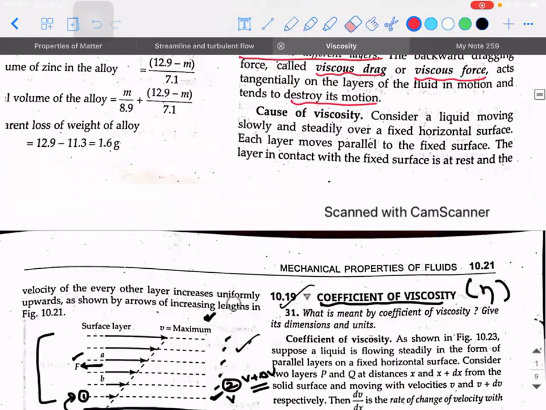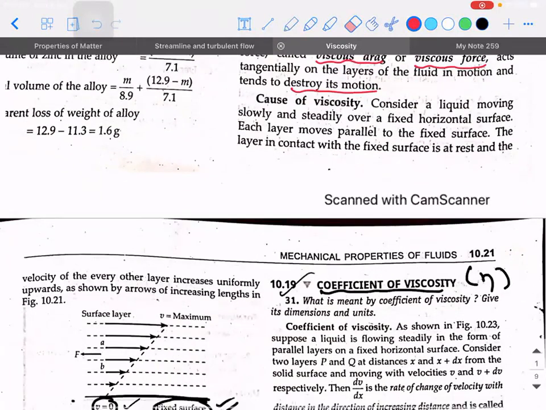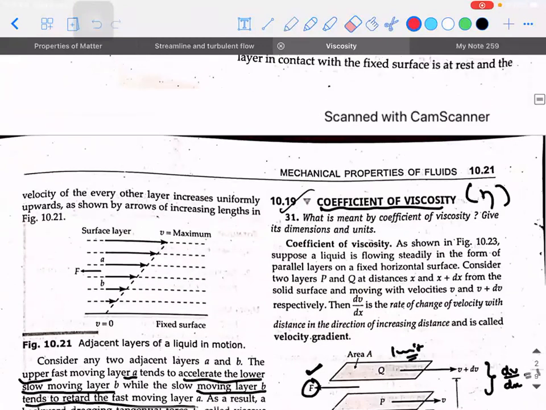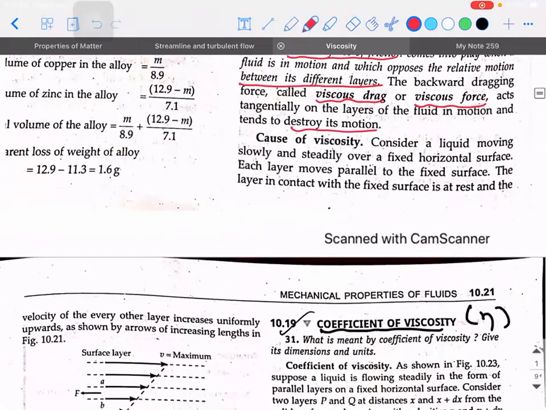Okay. There is another small theoretical concept that you need to know. Let's see what it is. We are going to see what is the cause of viscosity. I'm teaching all this theory part because a question can be asked in any way. You need to know the theory behind it, not only the formula. Please understand. If there is any doubt, get it clarified.